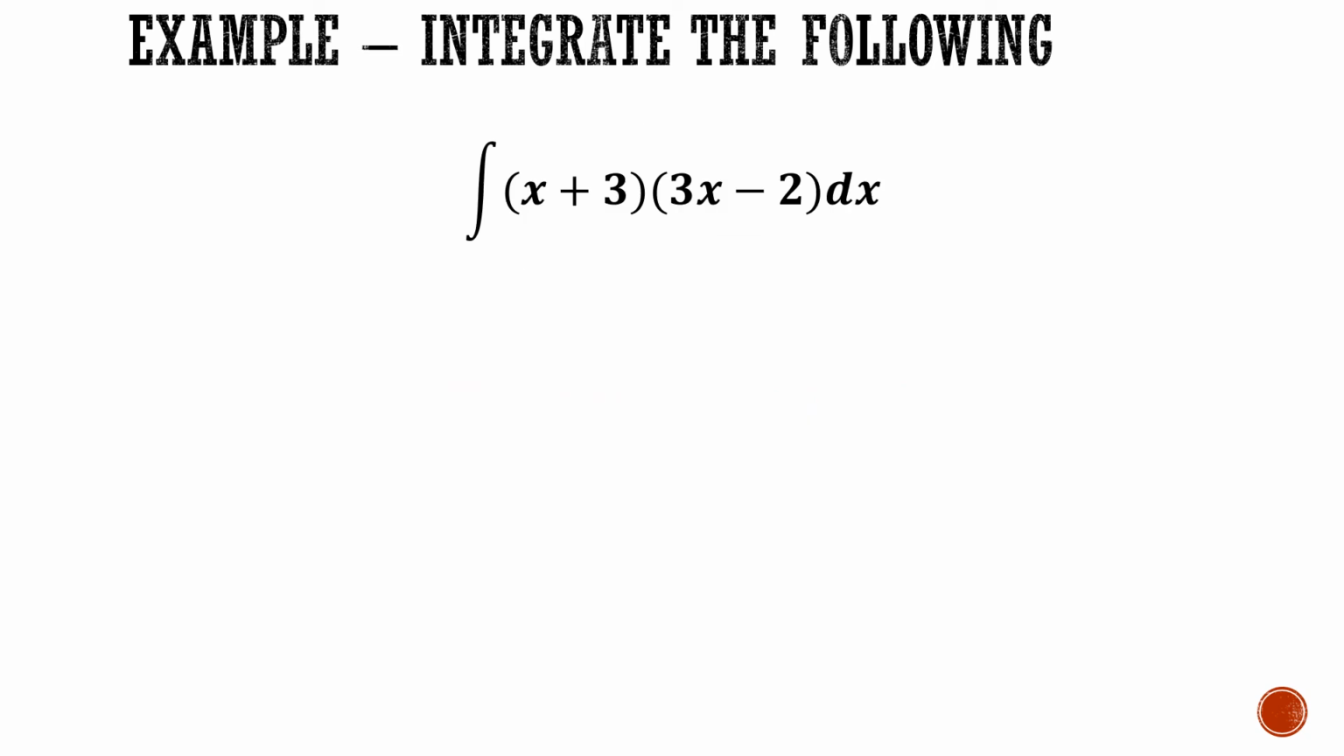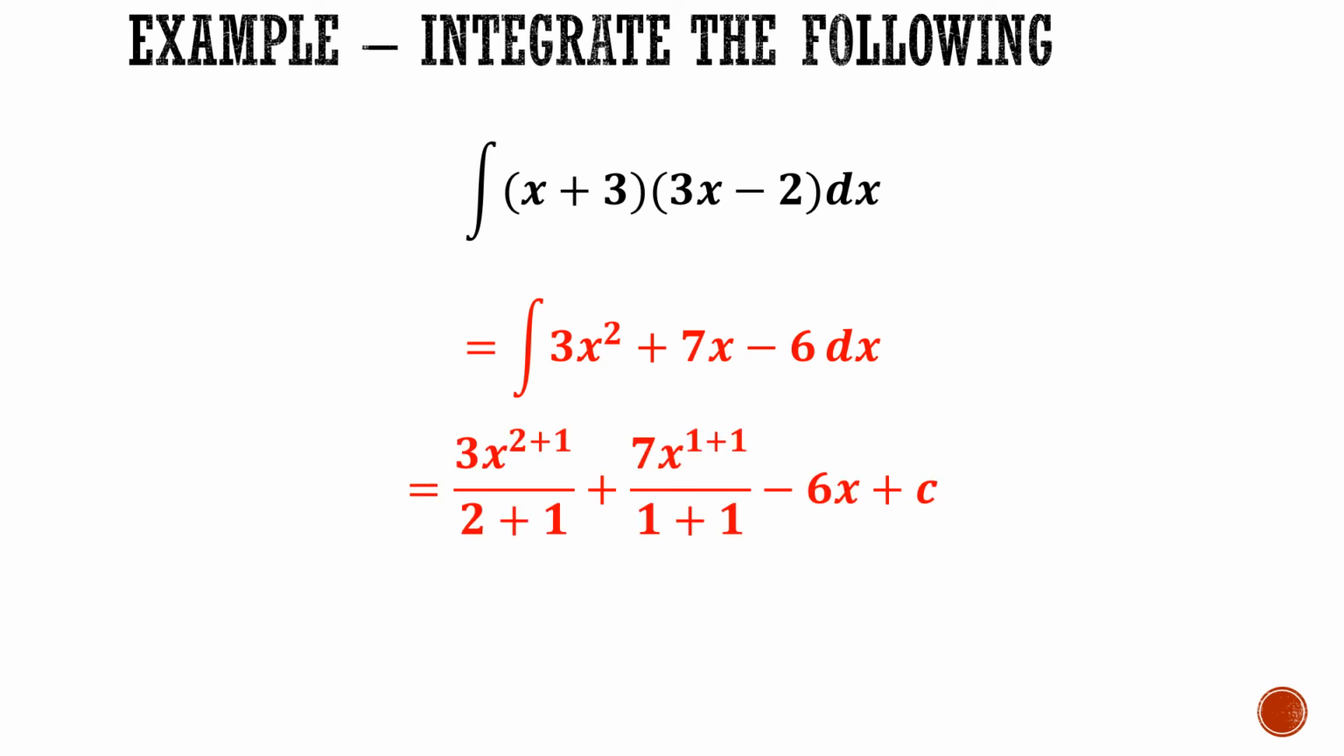All right, the next one we have the integral of x plus 3 times 3x minus 2. What I'm going to do is I'm going to go ahead and distribute this out. So I end up with 3x squared plus 7x minus 6 dx. And now I'm going to take the integral of each little piece.